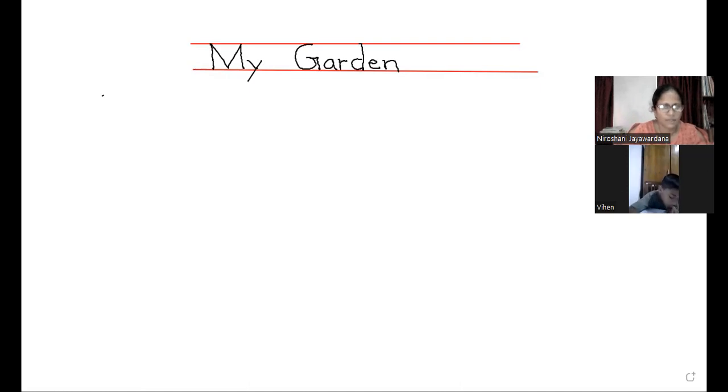Right, take half of the page and we are going to draw a picture. First, draw a house in the middle of the page. Draw a small house.